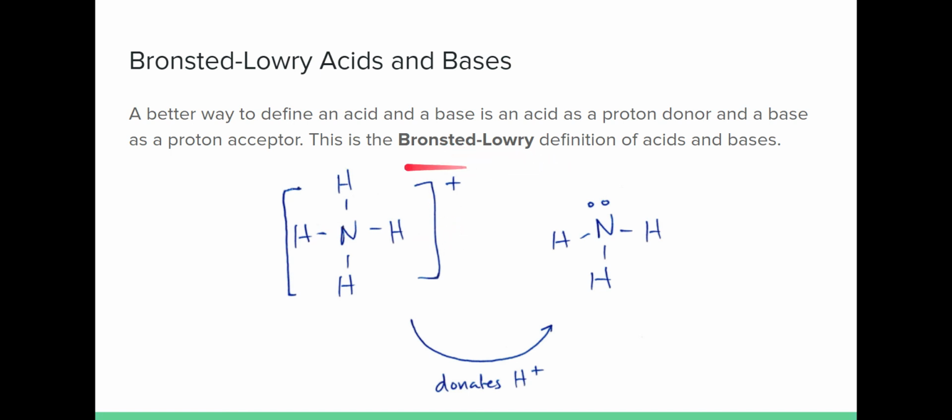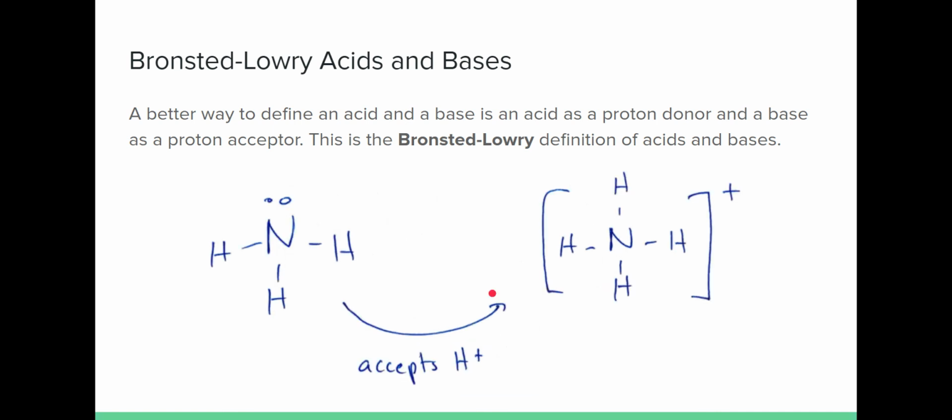By this new definition of what an acid is, if NH4 +1 loses one of its hydrogen ions, it becomes NH3 without a +1 charge. It's behaving like an acid because it's donating a proton to something else that is accepting that proton. That's considered to be a Bronsted-Lowry acid when something behaves like this.